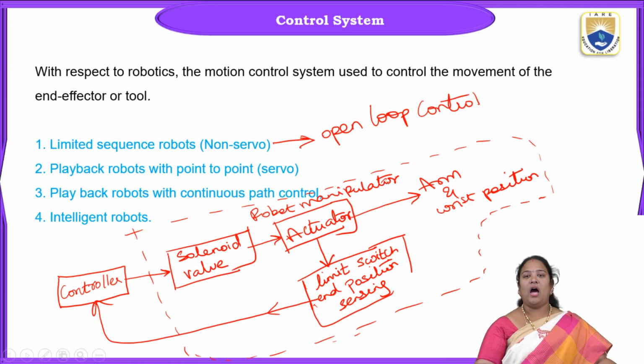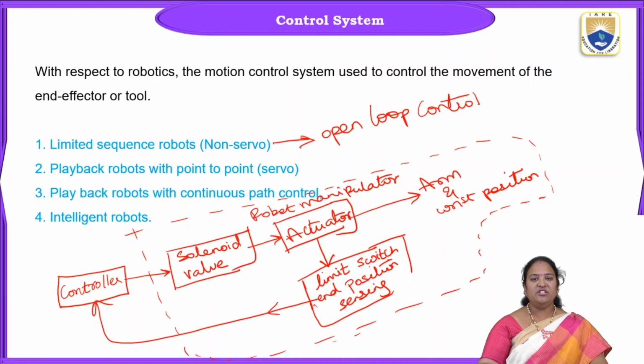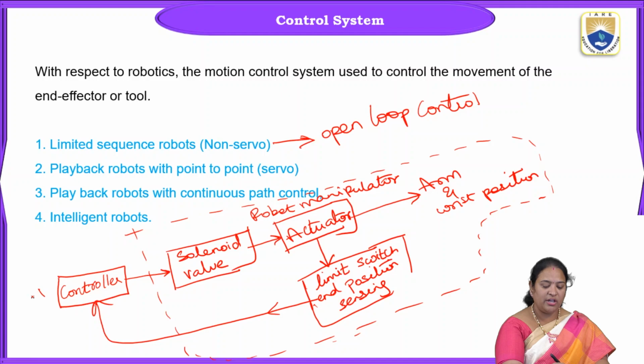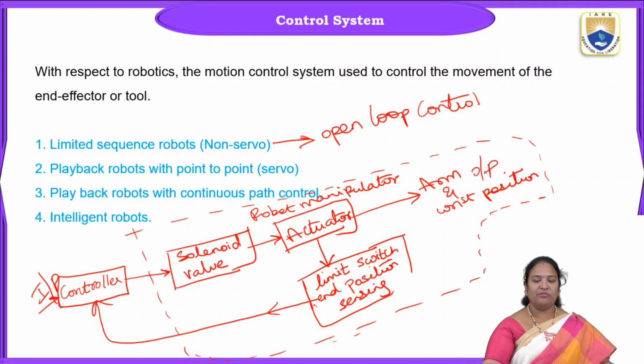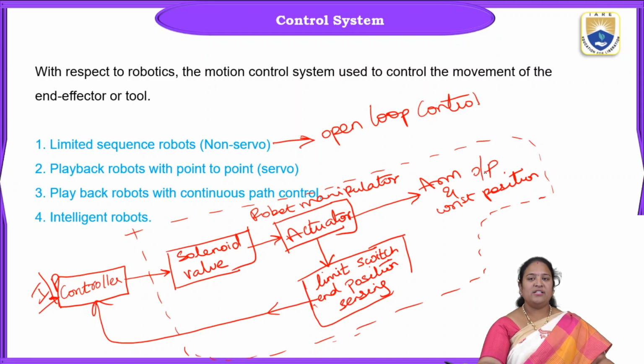So let us see how it is working. Initially we have a controller to which we give some amount of input. Whatever input is given to the controller, accordingly we get an output. For example, say we need to do some material handling operation, or some packing operation.